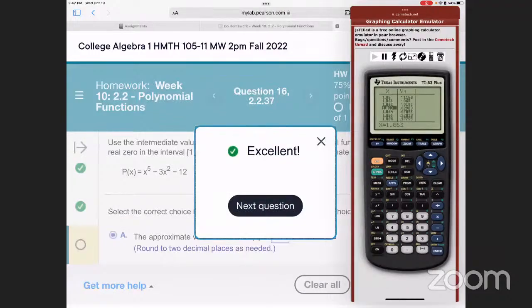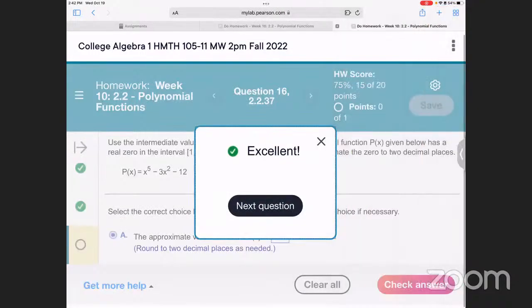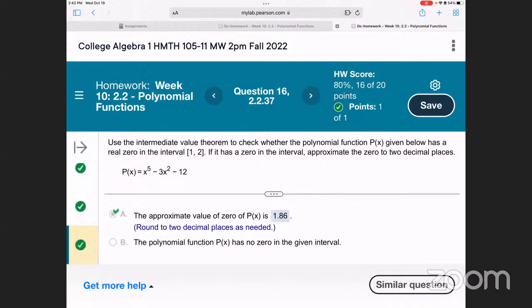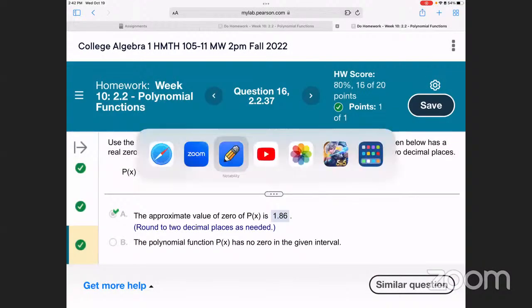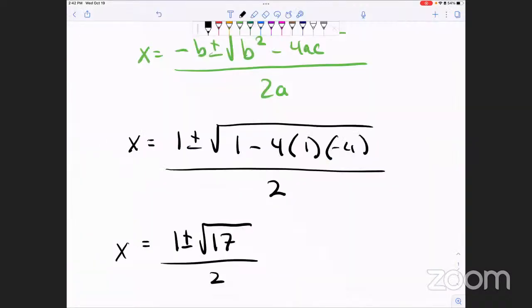That's more than enough. Again, we really didn't take copious notes, so I don't think I'm going to share the notes on this because it was really just that quadratic formula example.